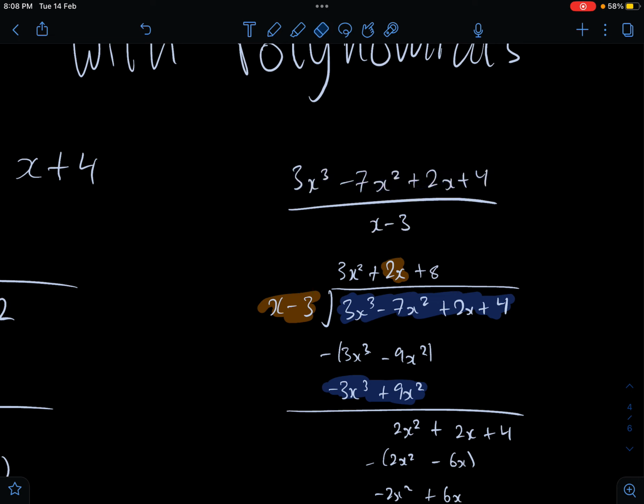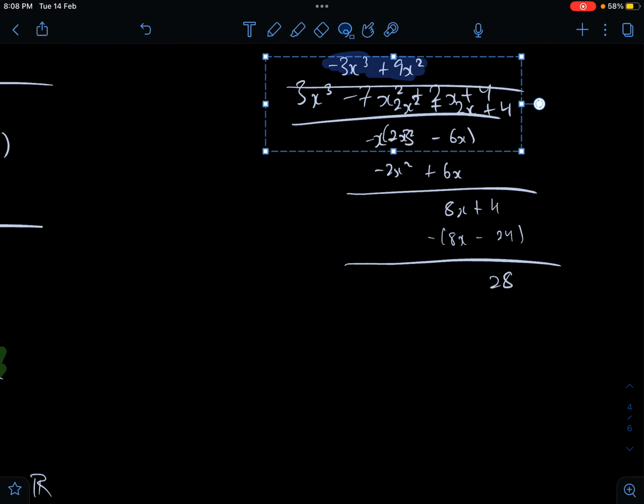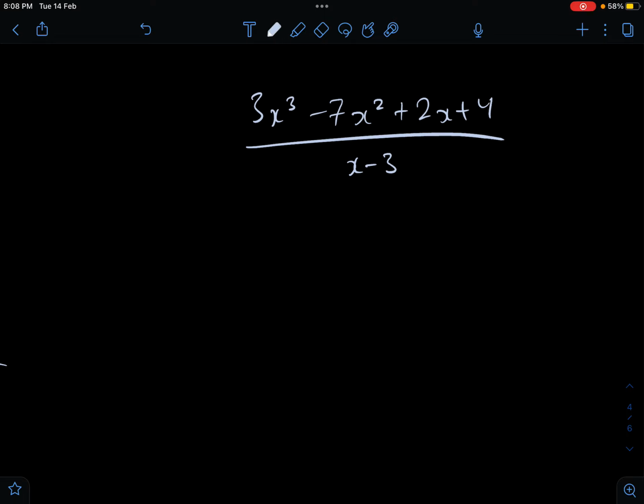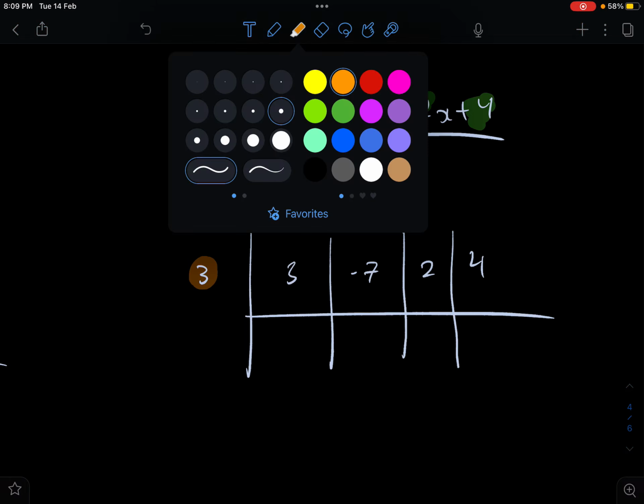Just erase the highlights and grab this one as well. Duplicate, bring it all the way down here. Zoom in a little bit. Alright, sweet. Now, same thing again. We're going to grab these coefficients. 3, -7, 2, and 4. Put them into their columns. And then grab our x value to make 0, which in this case would be 3. Let me just highlight these coefficients.